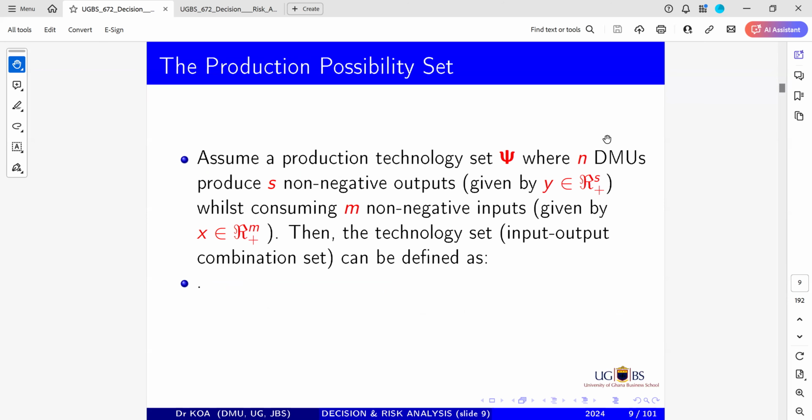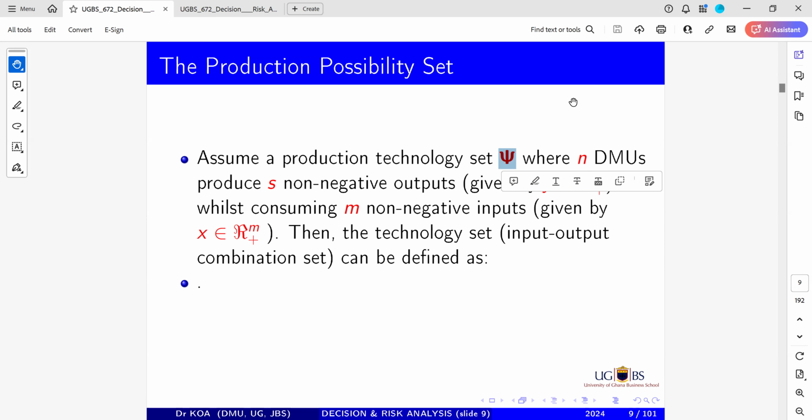Let's go to the estimation process. The production possibility set. Please note that it is also known as the technology set. What you see here is the representation of the technology set. I'm using this Greek letter to represent the technology set. What is the technology set? All right. So the production possibility set is this psi here.